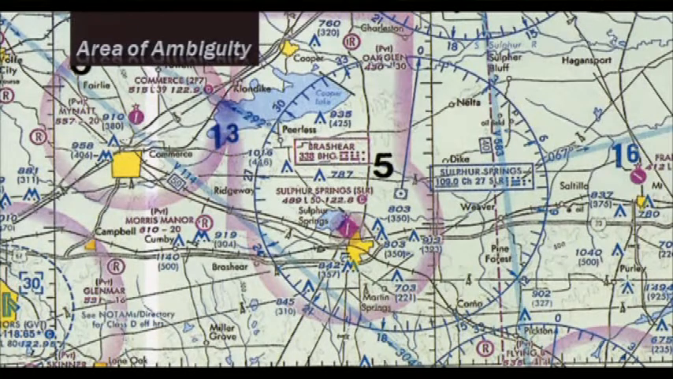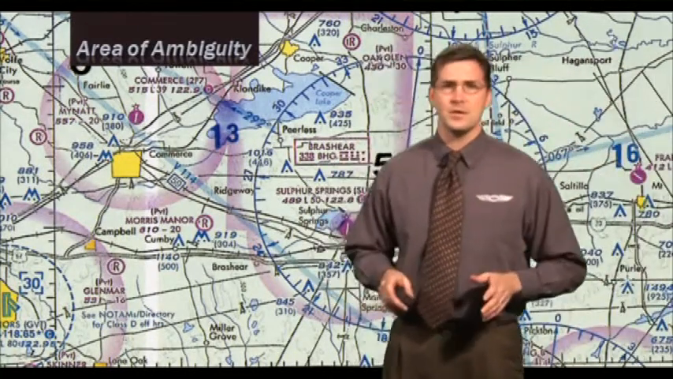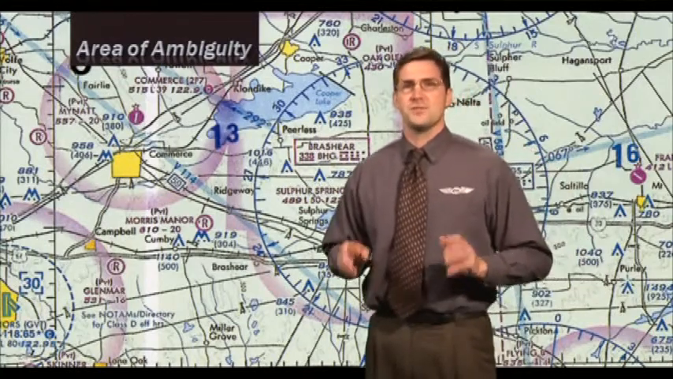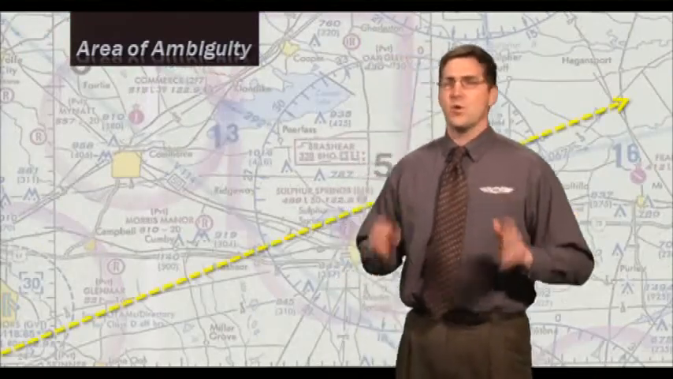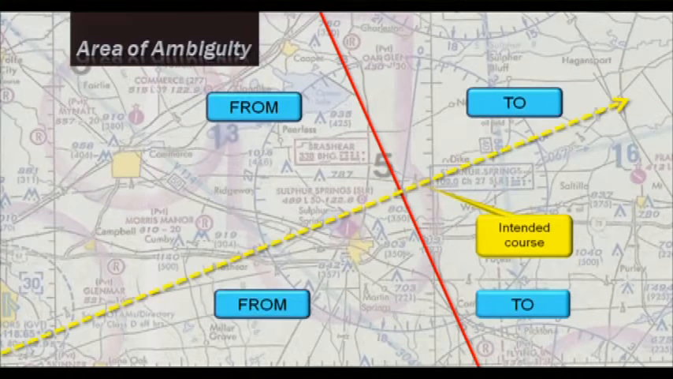One of the important oddities of VOR navigation is known as the area of ambiguity. Check the Sulphur Springs VOR. This is our intended course, about 060 degrees. If we bisect the VOR perpendicular to our course and note the to and from quadrants, we get a to indication on any radial east of the red bisection line as we approach the VOR from the west.